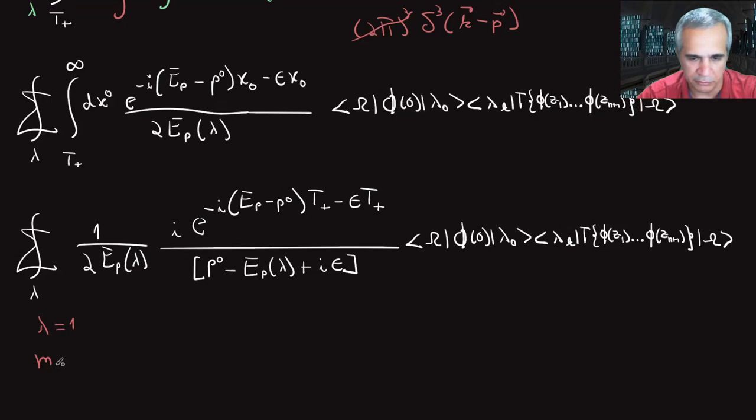So in general, this function has a complicated analytical structure, right? There can be poles in p₀ when p₀ is equal to E_p, right?